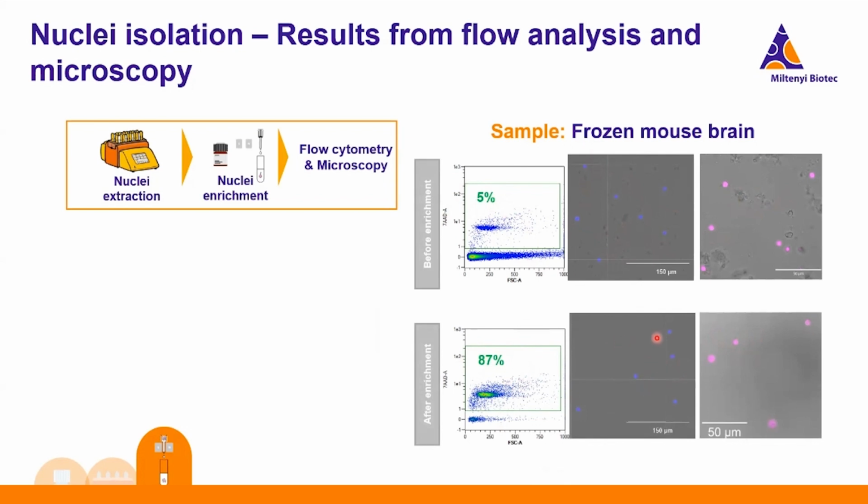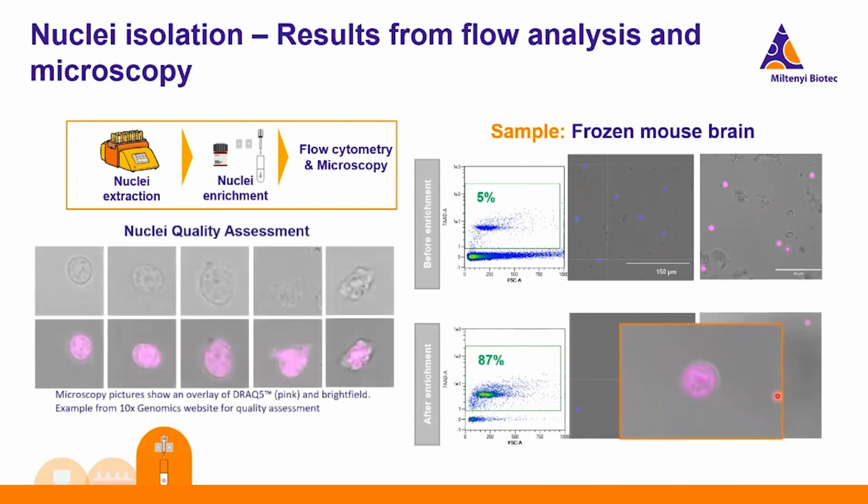And you can appreciate here on these images that they are looking quite clean. Having a closer look now at the nuclei itself and also comparing the shape of the nuclei with some example images from the 10x Genomics website for quality assessment of nuclei, you can really see that our nuclei, which we have isolated here from this frozen mouse brain, are really perfect in shape and meet the highest quality standards, as you can see here on the very left side of this image from 10x.